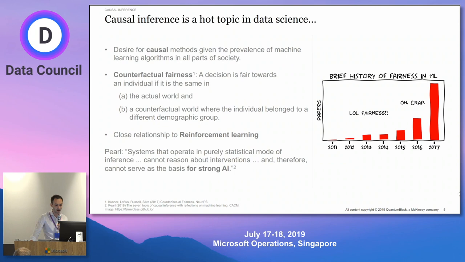The idea is that maybe there is some bias in the data that we're collecting, and this is going to have a knock-on effect on the models that we're building. This is known as confounding, and it could lead to biases. And so we want to make sure that when we're building models, they are fair.